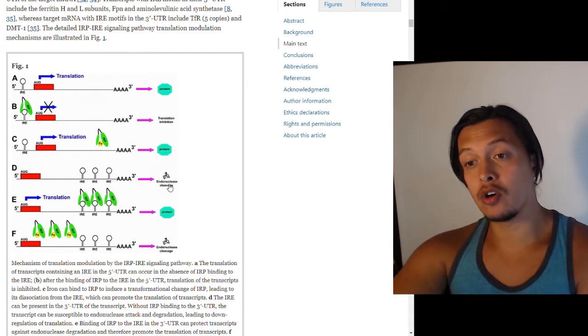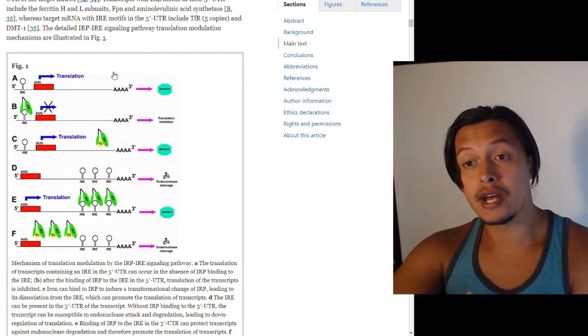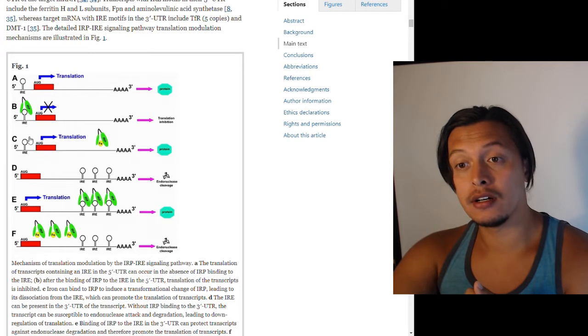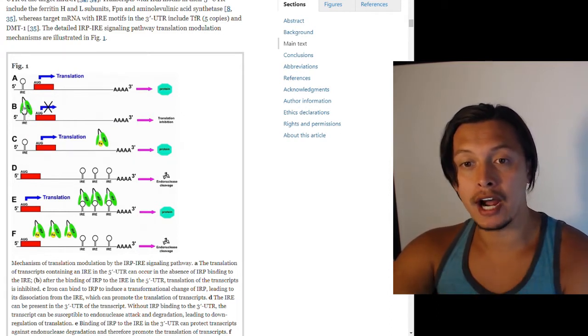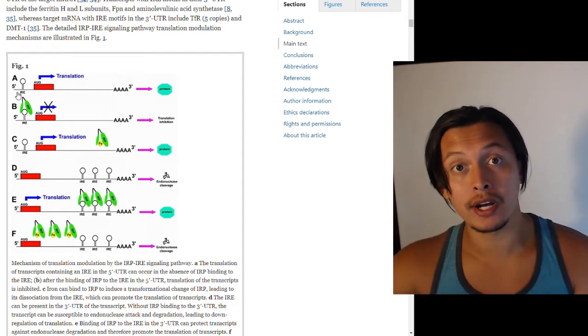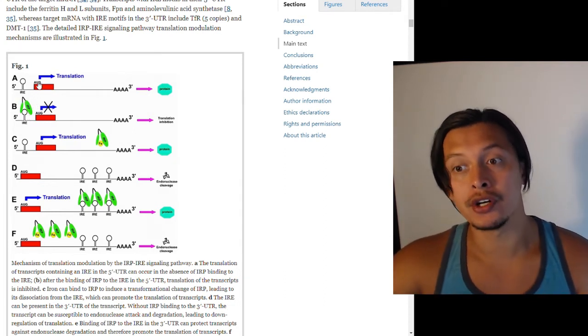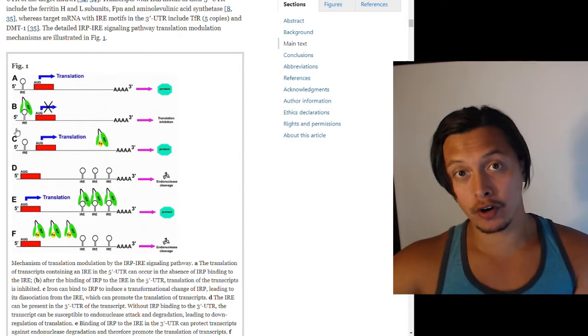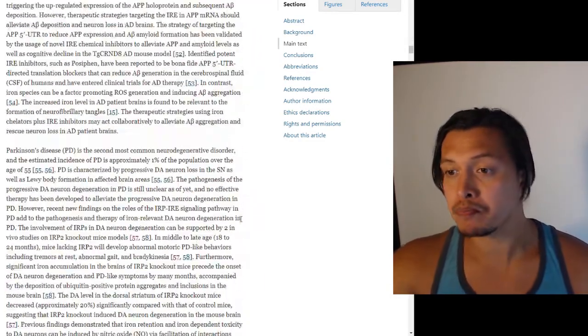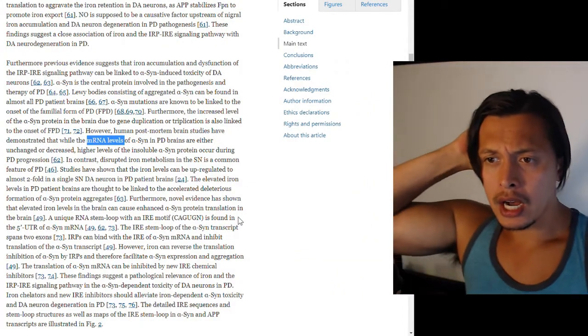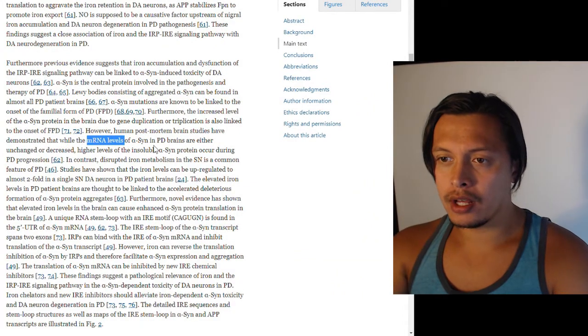So what's going on is probably something to do with the translation in the 5' region, or with the iron regulatory proteins, or some regulation that's happening in the promoter region of the mRNAs, rather than endonuclease activity or the transcription. So let's continue.